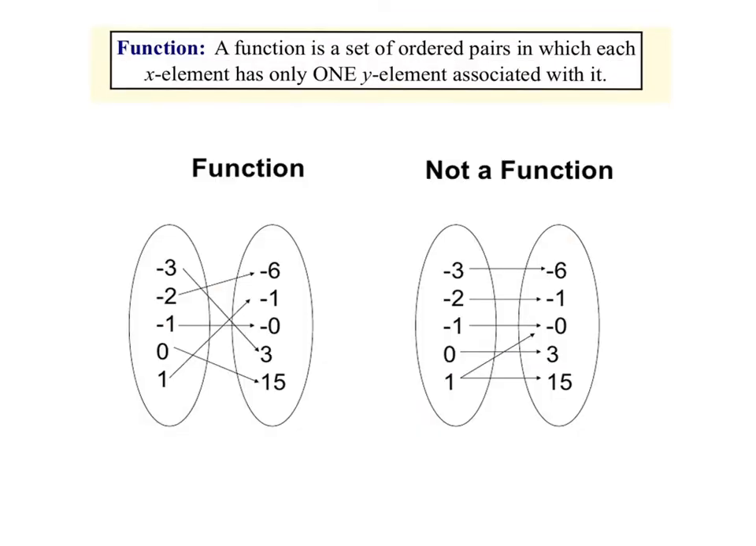But a specific type of relation is what we call a function. So a function is a set of ordered pairs in which each x element, so something over here, has only one y element. We call that a one-to-one. So this is a function because each one of these x elements has a corresponding y. But this is not a function over here because this one has two outputs, which makes it a relation but not a function.